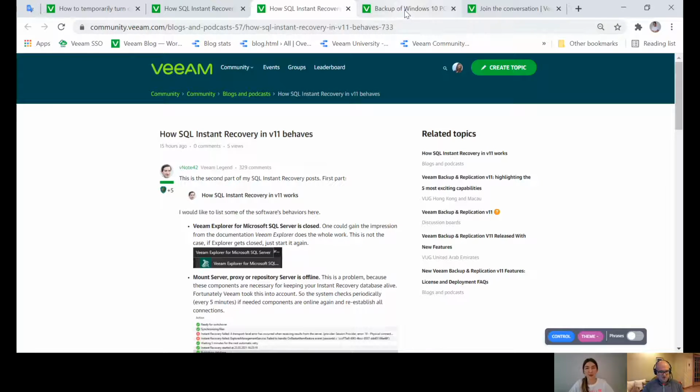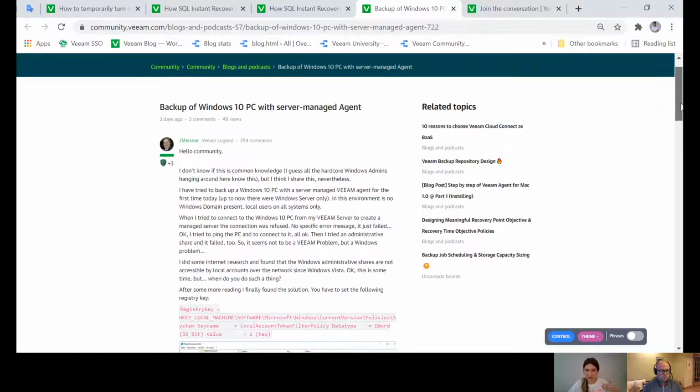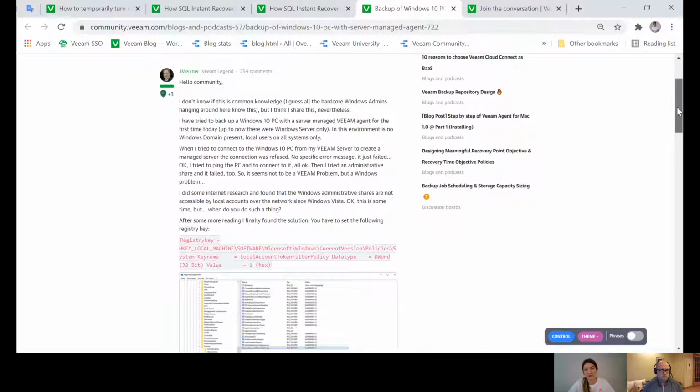Okay, and the last one, last but not least, was delivered by Joe. Joe is usually sharing his own experiences, what challenges he faced, and I believe that's really valuable for the community. This time he was trying to back up Windows 10 with a server managed agent and shared that he faced a few challenges. He said, I know Windows admins probably know how to manage this, but I decided to share how I manage it. So look at this post.